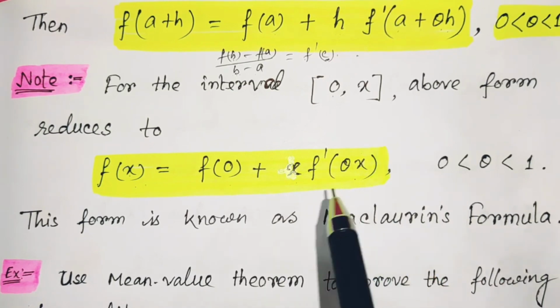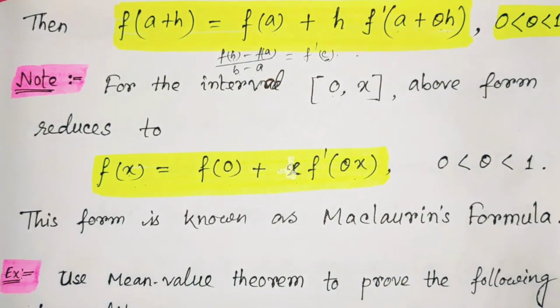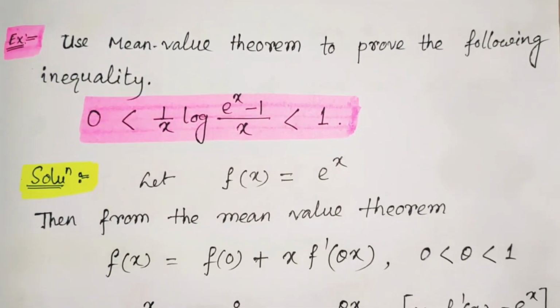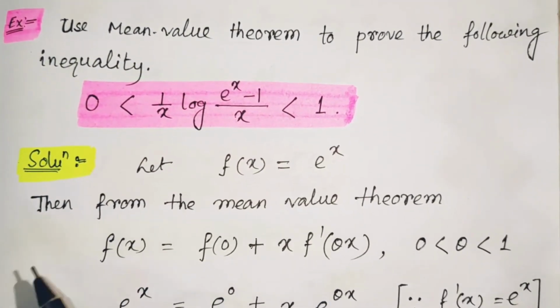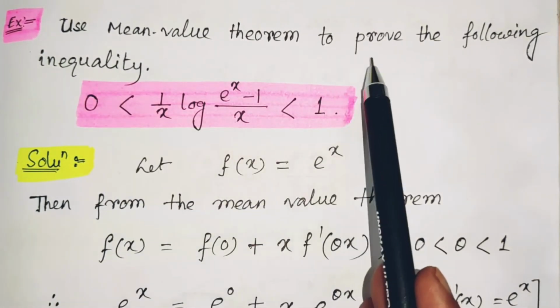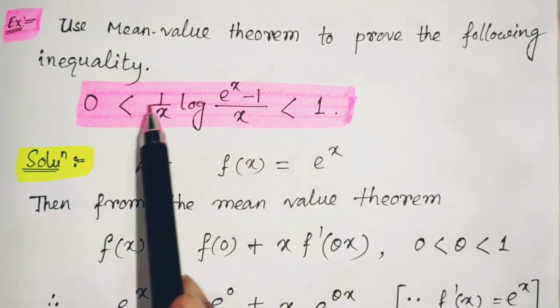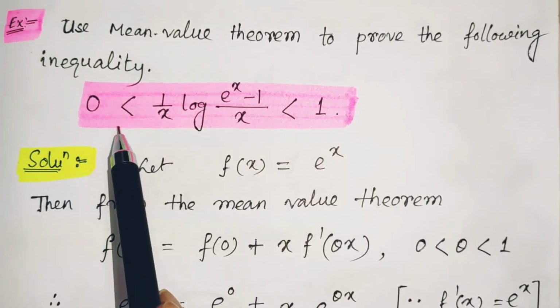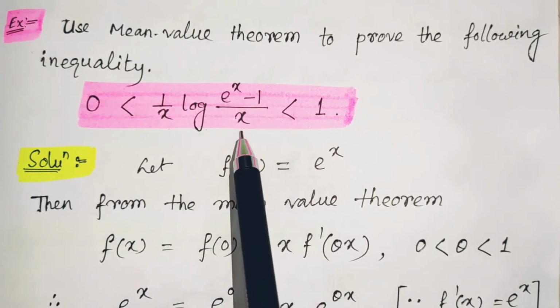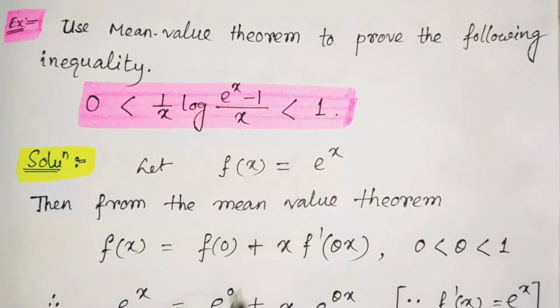Okay, so this is just a different form of the Lagrange mean value theorem. We do one more example here. What is this? The mean value theorem. Just use the mean value theorem to prove this inequality. What is the inequality? 0 less than 1 by x log of (e to the power x minus 1) by x less than 1. So what to do?